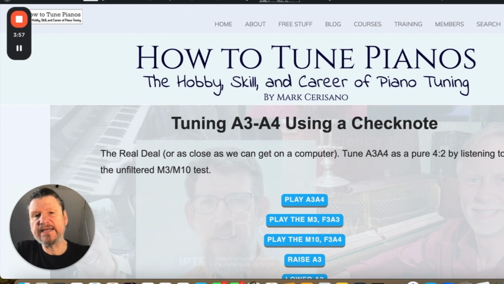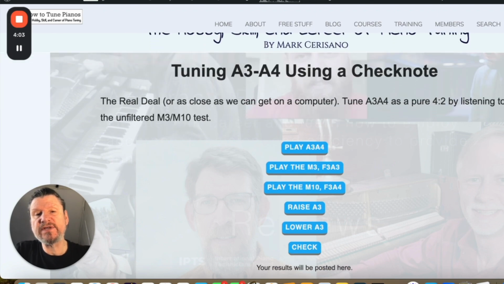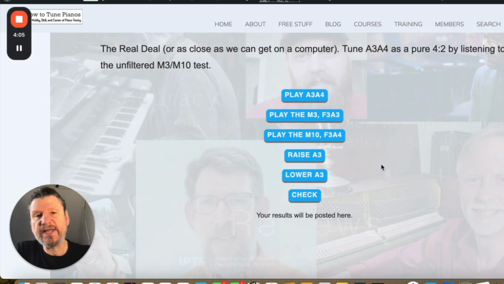Here's the hearing test to tune A3, A4 as a pure 4-2 using the F3 check note. First we can play the octave. And what you want to listen for is the fact that there's a beating at the A5. Wow, wow. That means this is not a pure 4-2.